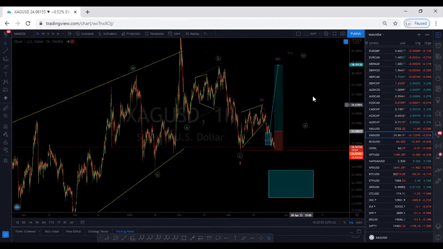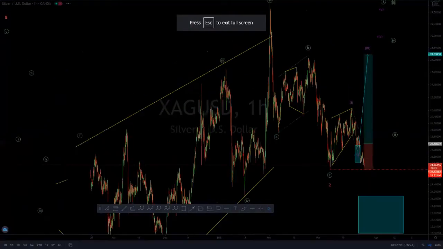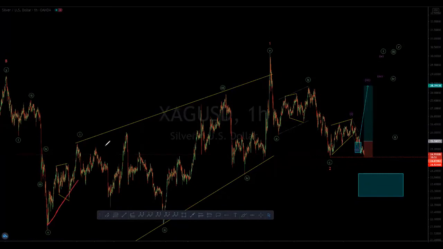All right, silver, we're looking at this here as this move is done. So we are having this leading diagonal. We are looking at this as our wave 1 here. This is our wave 1 that we're looking at here. So we are looking at this as a wave 1 in a minor degree. We are looking at this as completed, but there is a possibility that this might not have completed.